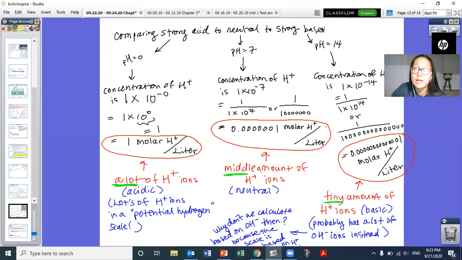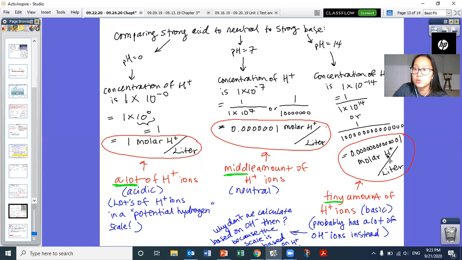On the other hand, if we calculate a strong base, it's a pH of 14. So 1 times 10 to the negative 14 concentration of hydrogen ions is actually going to be about 0.13 zeros and 1 molar concentration of hydrogen ions. The reason why this number is super, super low is because we didn't use an OH scale, right? This is still talking about hydrogen ions, and we know that bases don't actually produce many hydrogen ions.